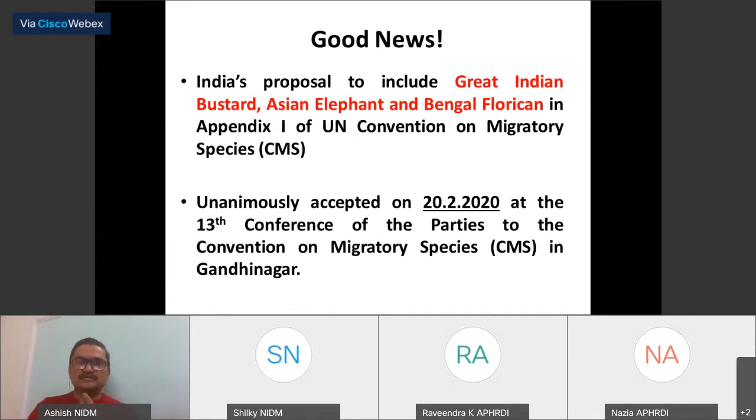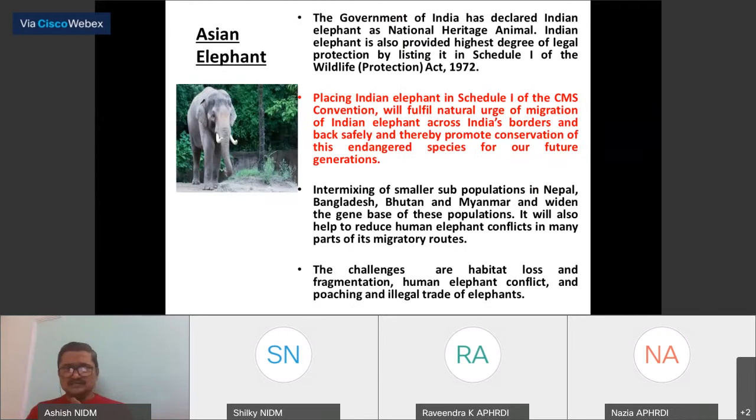One important piece of news I wanted to share with you: this month of February, during the 13th Conference of the Parties of the Convention on Migratory Species in Gandhinagar, our long-pending proposal to include the Great Indian Bustard, Asian Elephant and Bengal Florican in Appendix 1 of the UN Convention on Migratory Species has been approved. This is going to benefit these three species so that their populations can grow freely in their natural habitat without any interaction or encroachment problems with humans.